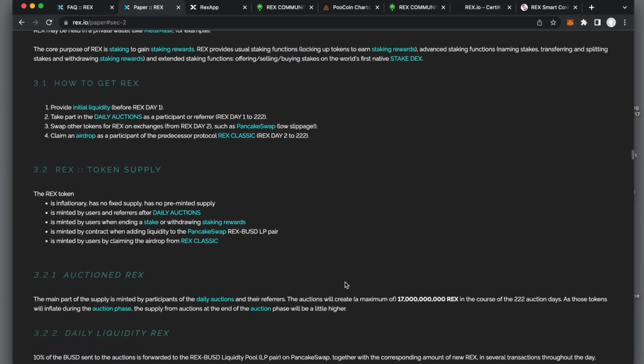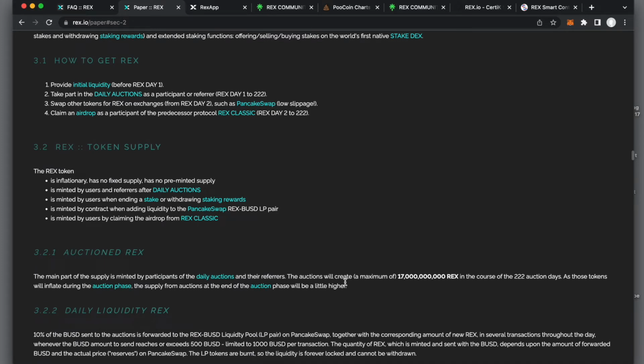So, as we discussed in the intro, there are several ways to get Rex. The first way is to provide initial liquidity, which we already discussed. The second way is to take part in the Rex daily auctions, which we will discuss in the next video. The third way is to swap tokens for Rex on PancakeSwap, and that will be possible starting at 1800 hours London time on July 2nd, as people start to sell and buy their Rex on PancakeSwap.